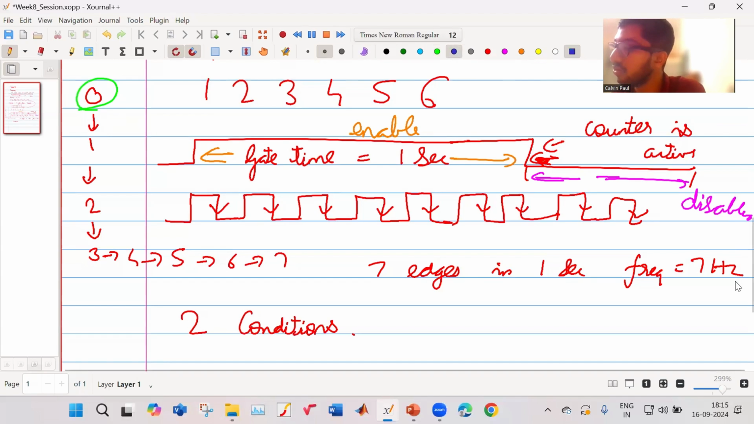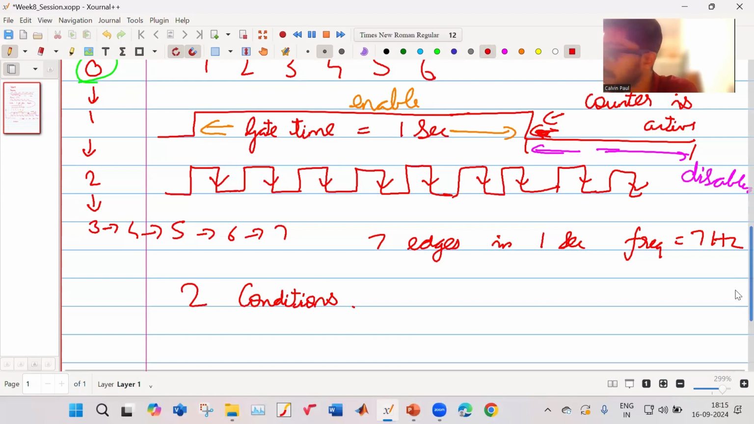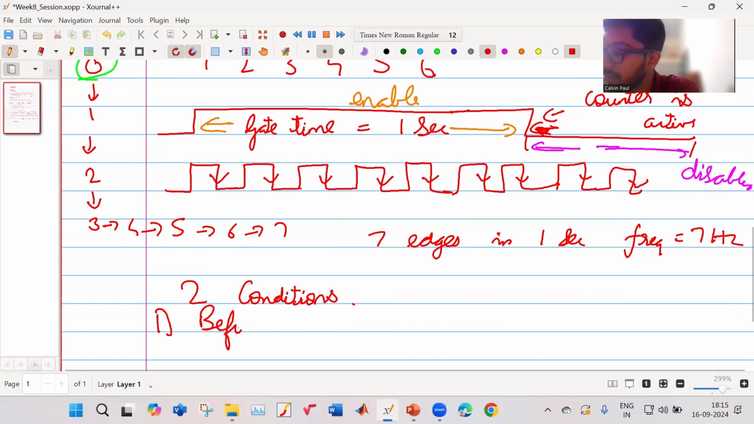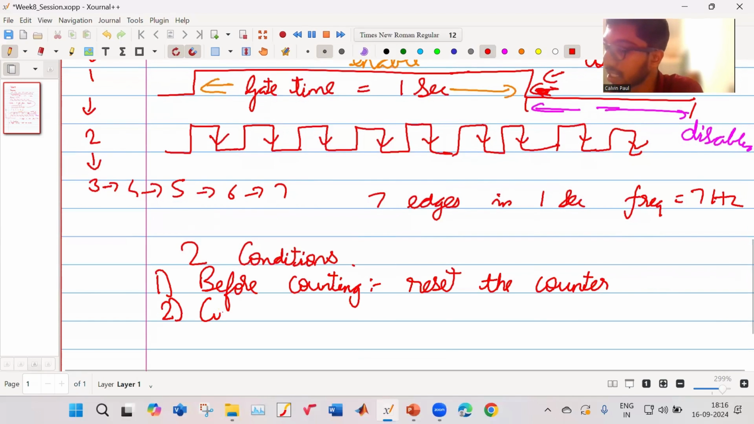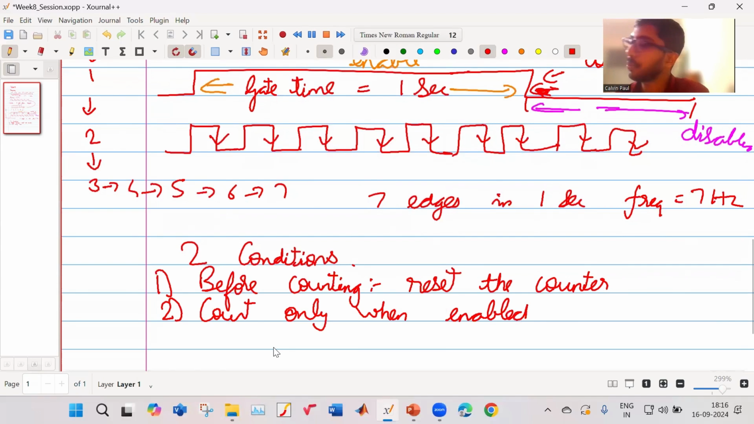So there are 2 points. One is, before counting, we must reset the counter. Second, the counter must count only when enabled. The counter can keep on counting whenever it gets a trigger, but that will not help us find the frequency. We want it to count only during the time when it is enabled.